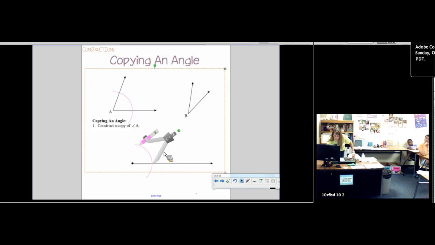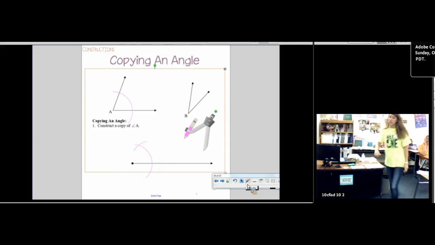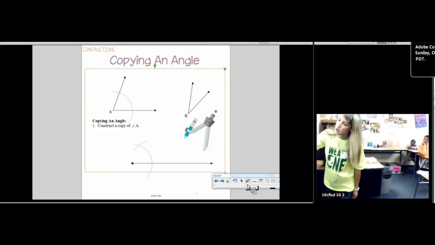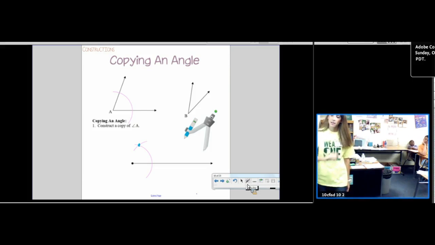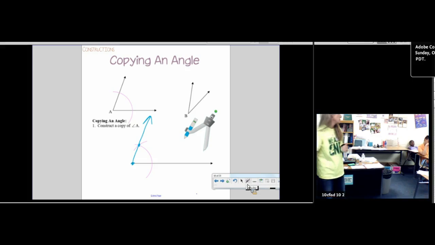Come on, compass. That's close enough. And you make a crosshatch, kind of like that. You know that you're done when you take your ruler and you connect that dot to your original dot. And if you got your protractor out and you measured this angle and you measured this angle, they should be the same exact measure. Okay?